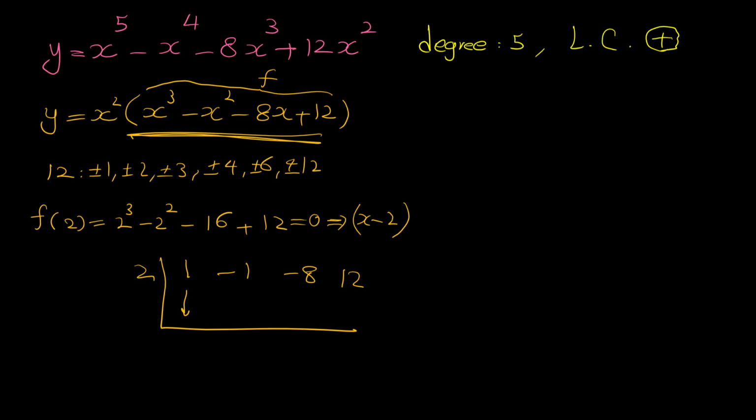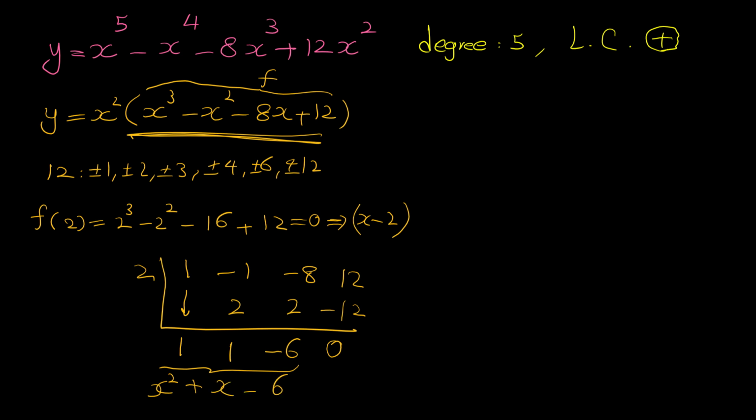Based on the synthetic division, we write 1 here. We multiply 1 by 2, it's 2. Negative 1 plus 2 is 1. 1 times 2 is again 2. Negative 8 plus 2 is negative 6. Negative 6 times 2 is negative 12. 12 plus negative 12 is 0. And the remainder is 0. It should be 0. This means that the quotient is 1x^2 plus 1x minus 6.